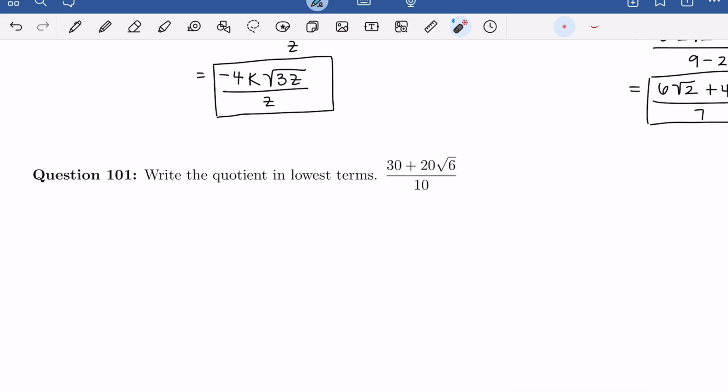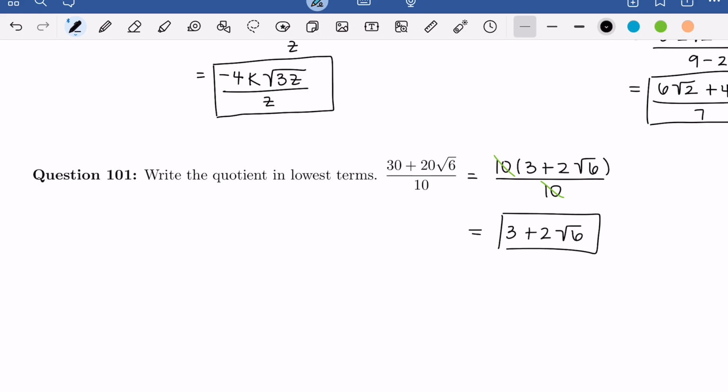So for the last example in this section here, we want to write this quotient in lowest terms. So we're going to fully simplify this guy. Now the first step to doing so is notice that this first term and the second term here both share a factor of 10. So let's pull out this factor from both terms here. So we're going to be left with 3 plus 2 root 6 in the numerator, and in the denominator here we have 10. So these 10s here can cancel, and then we're just left with 3 plus 2 root 6. And so this will be our final answer here.